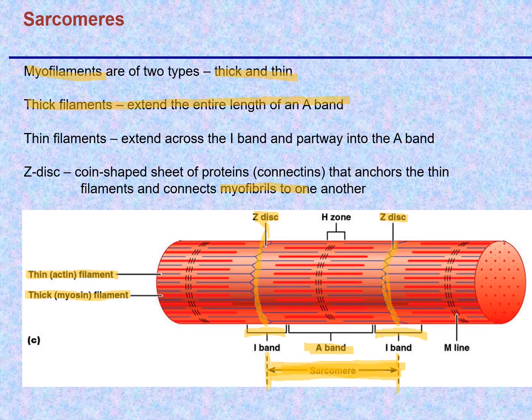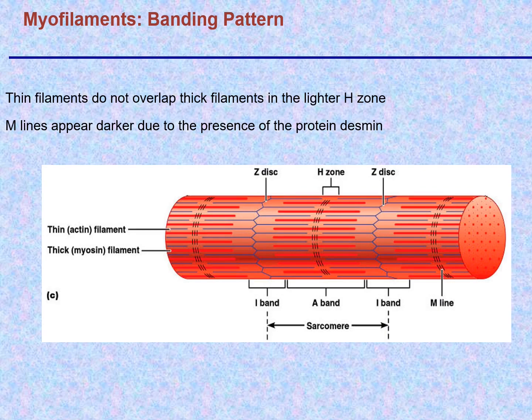Right down the middle of the sarcomere is called the H zone. So you get this banding pattern. The H zone is somewhat lighter because there are no thin filaments. You have an M line down the center of that.